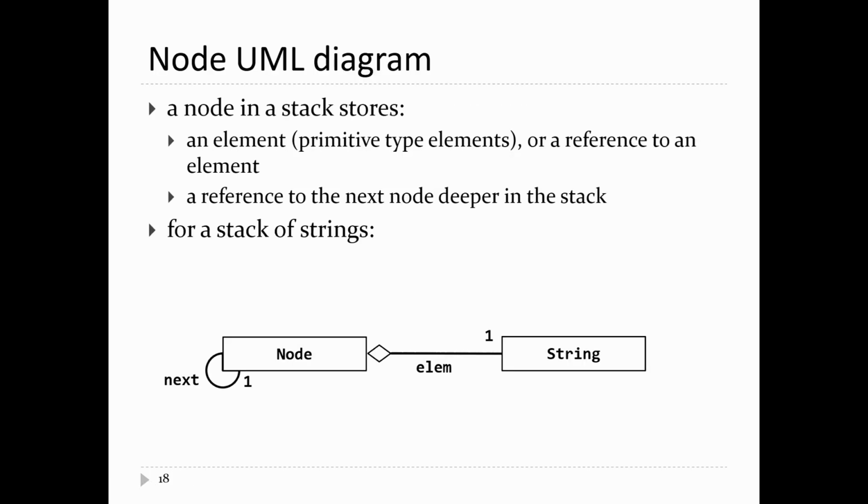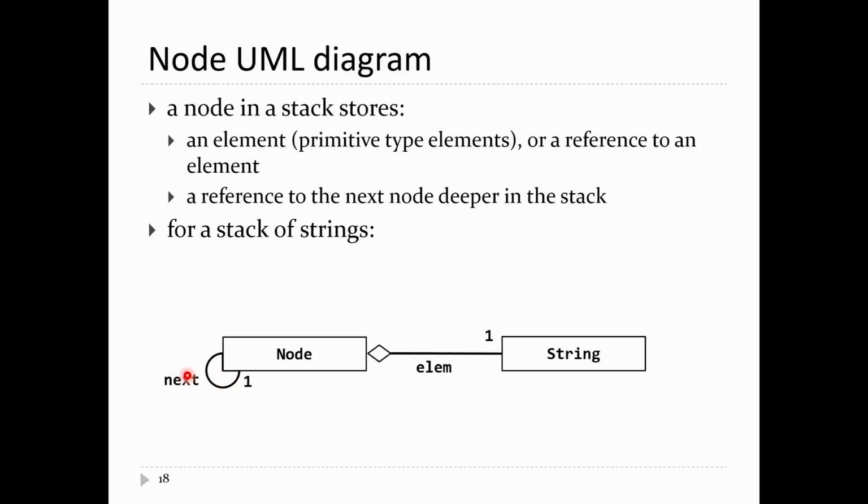Okay, so if you draw the UML diagram for a node, it looks as follows. A node is made up of an element. So in other words, a node is going to be an aggregation of one string. I'm using aggregation here instead of composition because every collection in the Java standard library uses aggregation for its elements. So a collection stores references to its elements. It doesn't store or doesn't own the elements themselves. So we're going to use aggregation here.